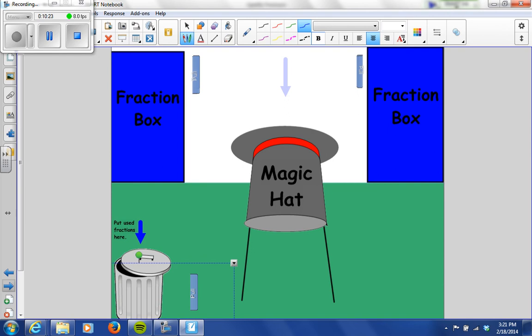Okay, and let's do another one. How about this one right here? I've got 1 shaded part and 1 not shaded part. What would that be? Let's take a look. 1 half. Good.